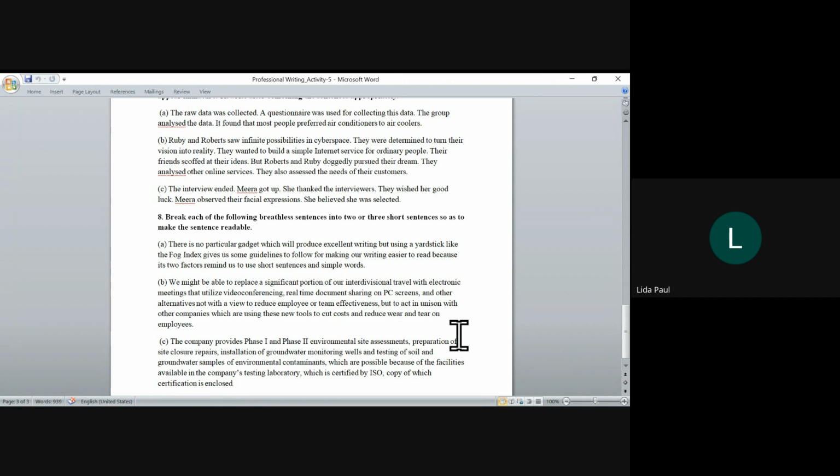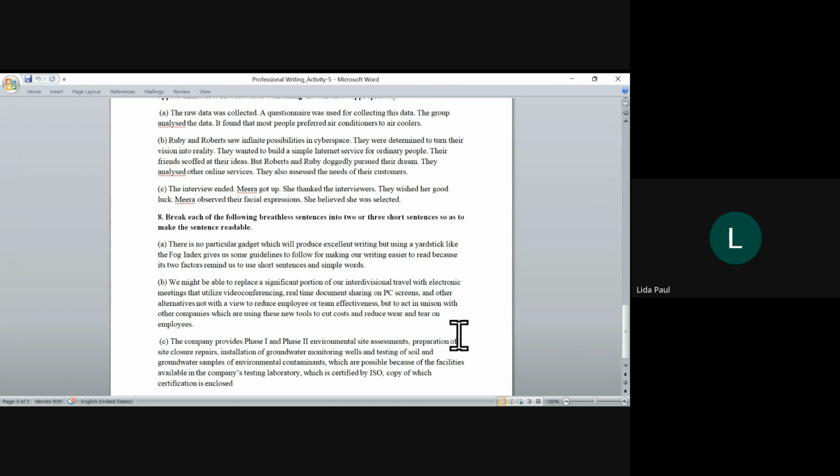Just tell me what would be your sentence breaks. Where will you give a sentence break? Even if you don't give me the whole sentence, tell me where all you can break. Ma'am, firstly, we can break on "that." We might be able to replace... At "that," okay. Okay, we can break at "that," yes.